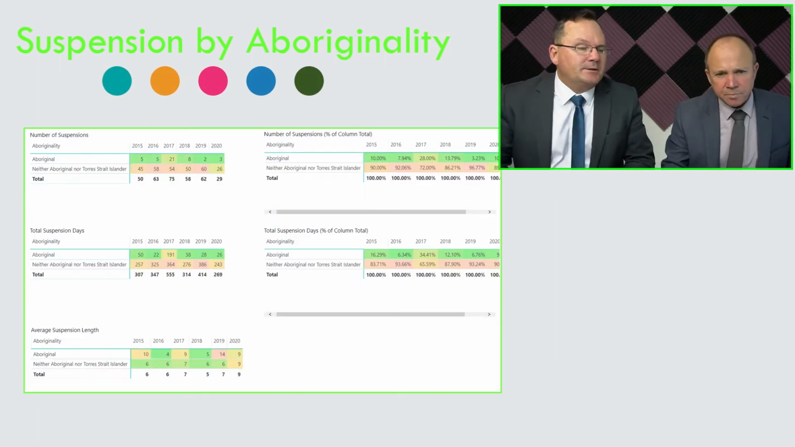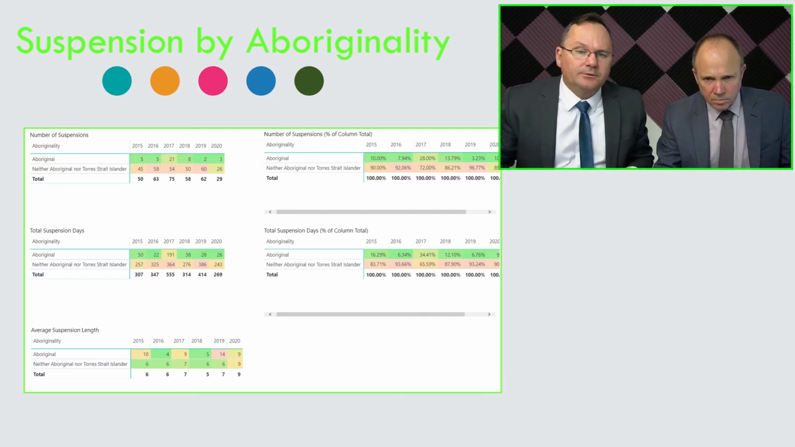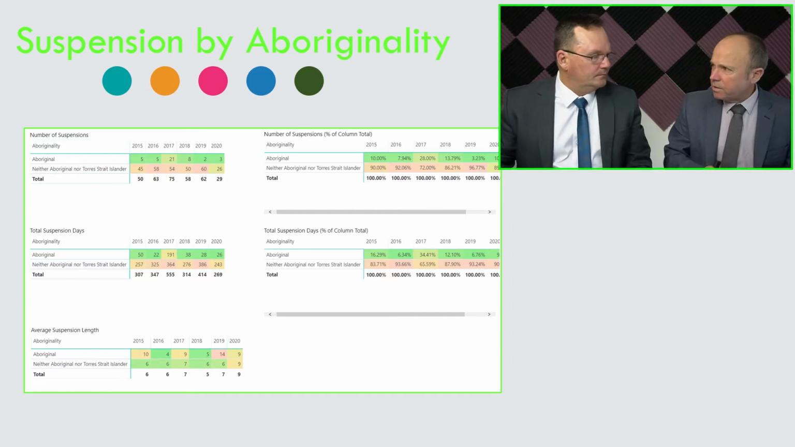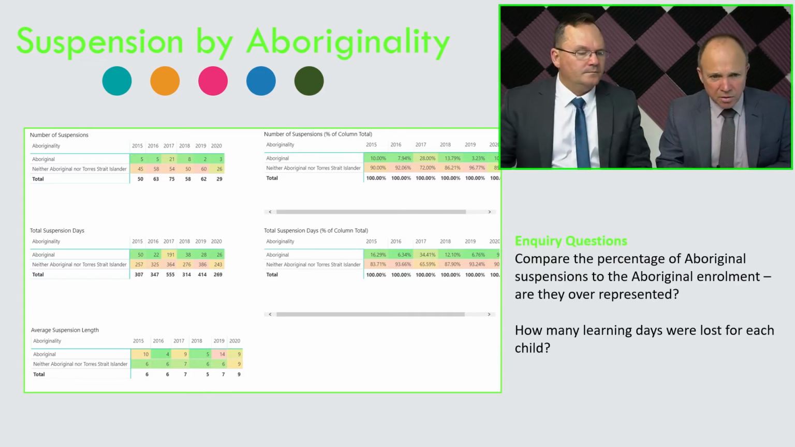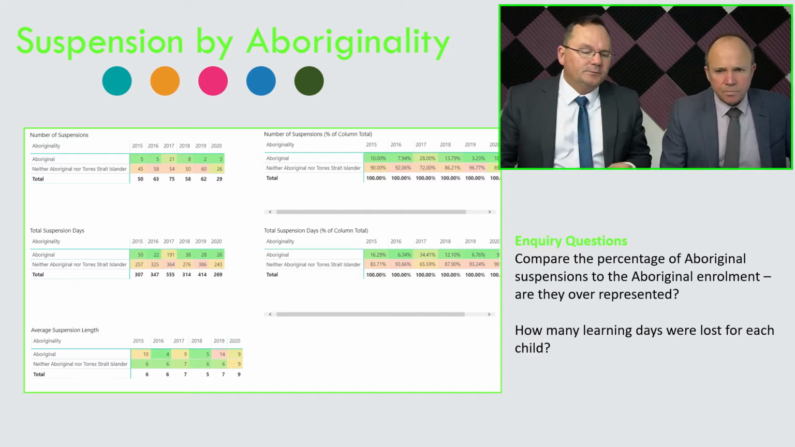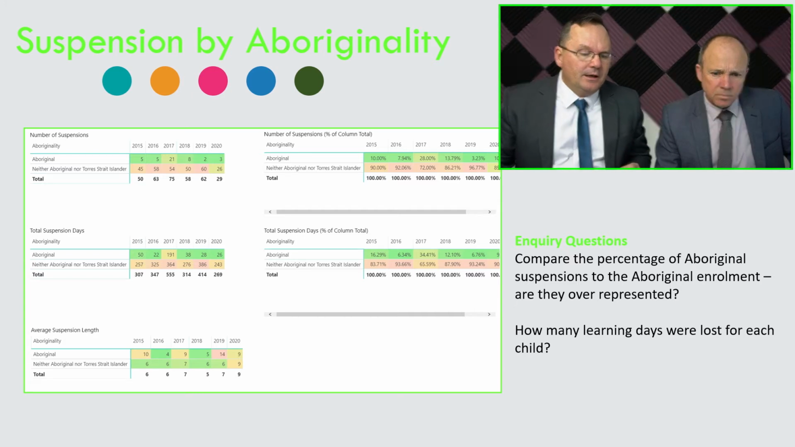Now, if we look at the suspension by Aboriginality, I think this is a page that offers a real opportunity for us to really make some strong inquiry questions, but also look for how we can work with our local communities. There is a real compelling case for stakeholder engagement in this process, in the situation analysis process. And I would say, starting with your local community and your AECG, this is a place where you need to start seeking patterns and discussing solutions. I think it's really important to compare the percentage of Aboriginal students who are being suspended compared to the proportion they represent in the overall cohort.